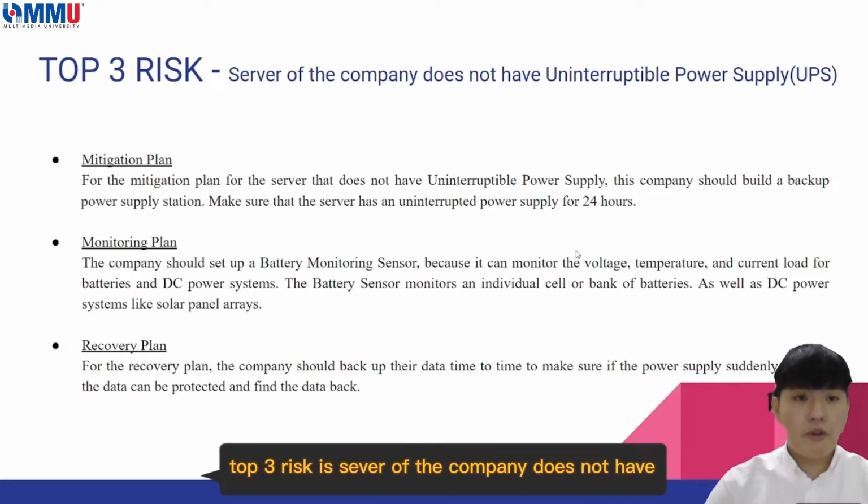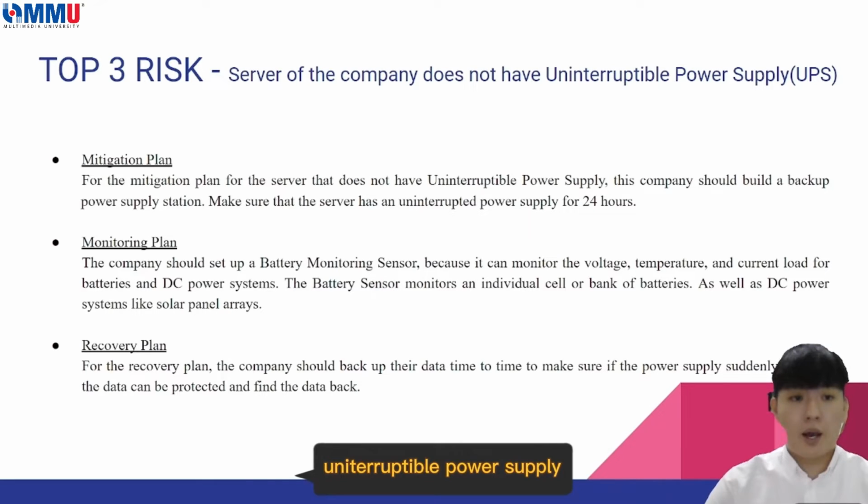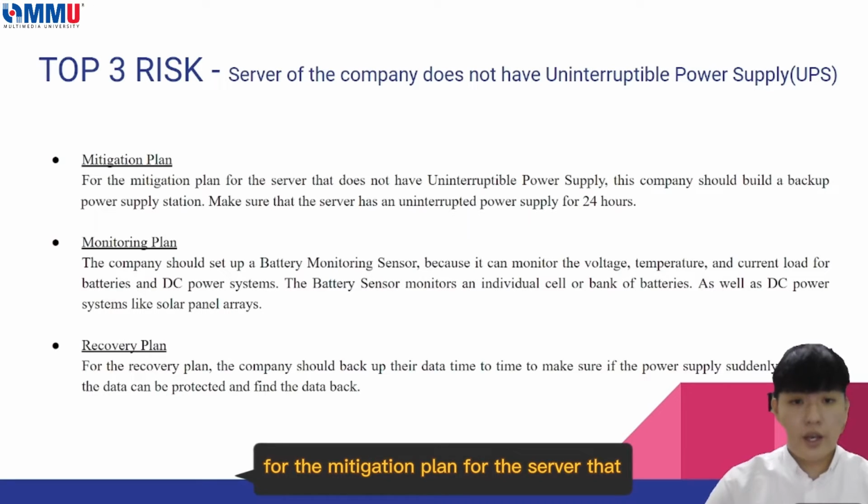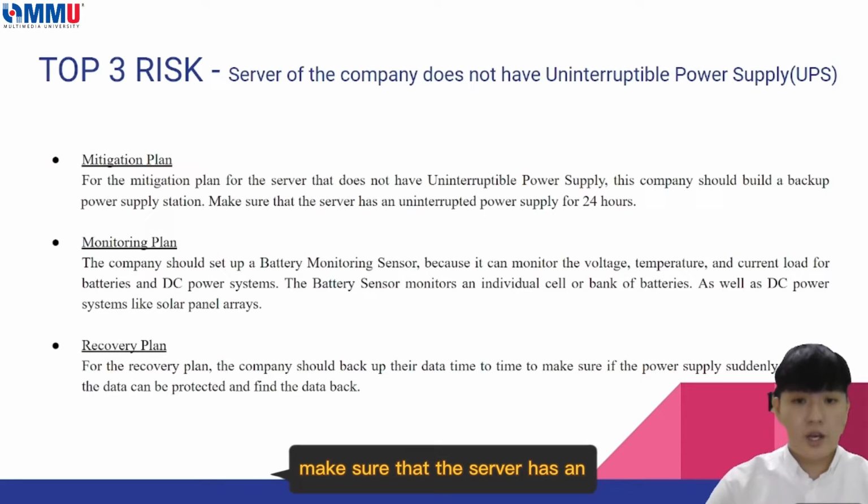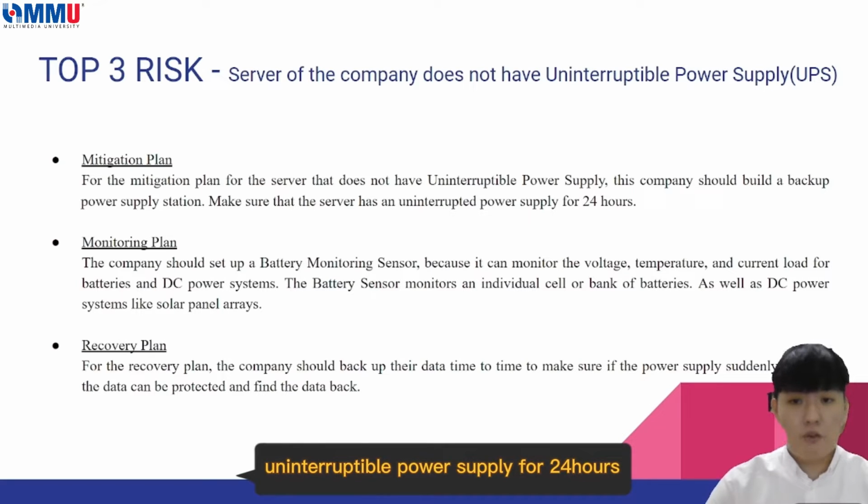So the top 3 risk is that the server of the company does not have an uninterruptible power supply. For the mitigation plan, for the server that does not have an uninterruptible power supply, the company should build a backup power supply station. Make sure that the server has an uninterrupted power supply for 24 hours.